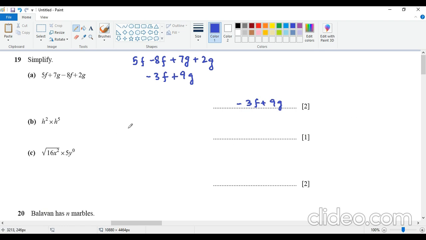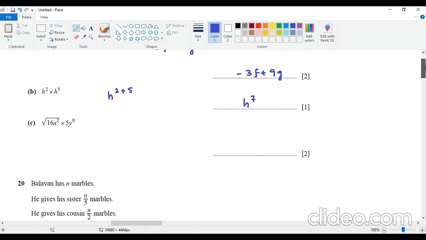Now you know the exponents rule, that when the numbers are multiplied, powers are added. So your working should be something like this. And as the final answer, you should write h to the power 7.